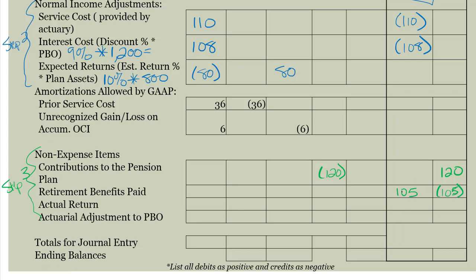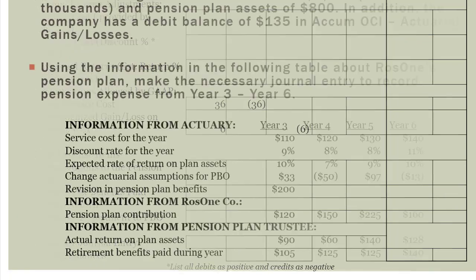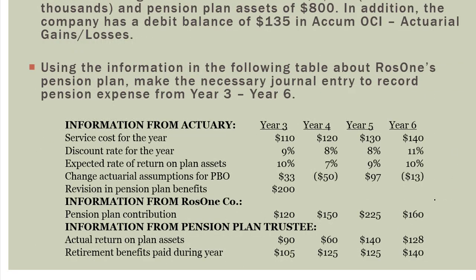The actual return was 90,000. So plan assets went up by 90. And I put that in my actuarial gain and loss. And you can see right here, not too bad. We're off by 10,000, but judging by the larger numbers we've seen before, that's actually probably pretty good for this company. So we're doing okay. The last thing was we were told that there was an actuarial adjustment to our PBO.